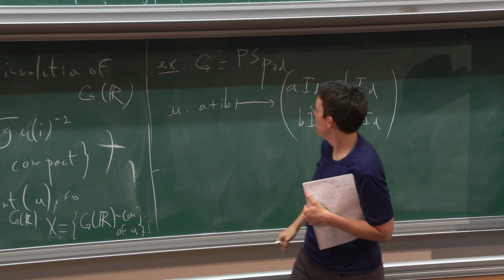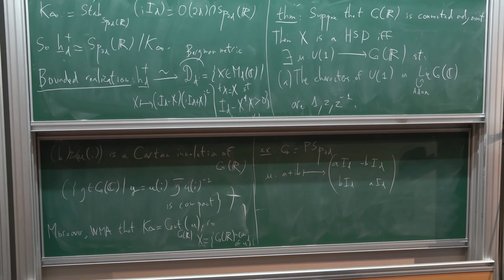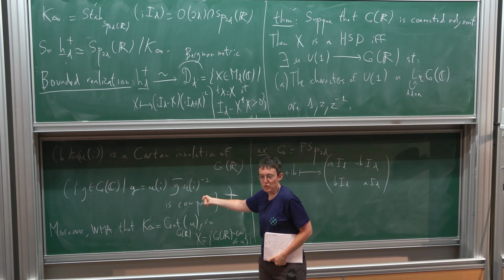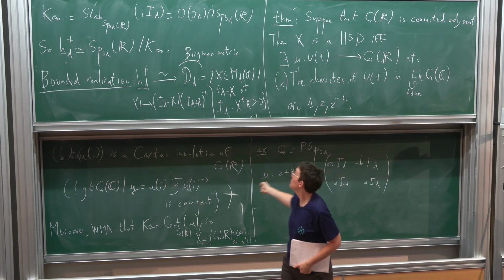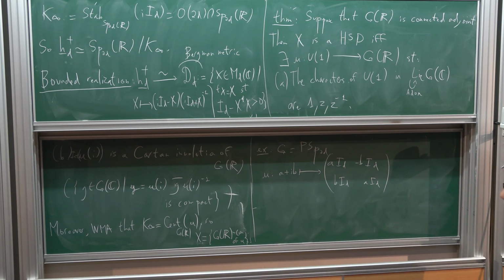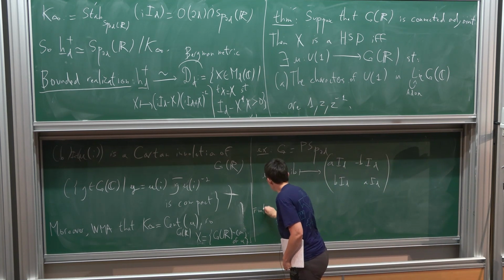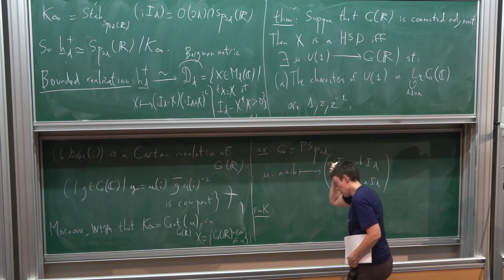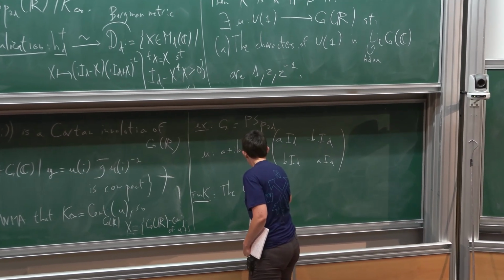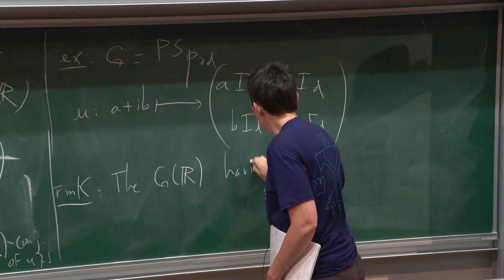So for example, if G is PGL3 or PGLn for n at least 3, you can check that there is no Cartan involution. Or, yeah, exercise if you want. So the remark, yes, the G of R having such a U, I will classify.